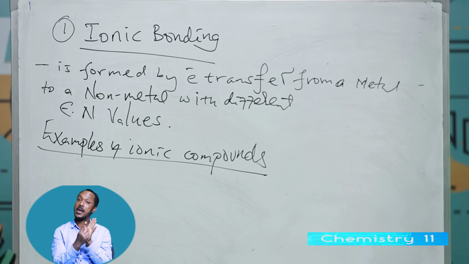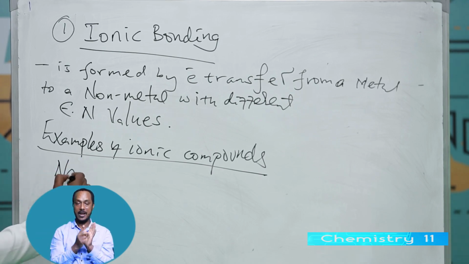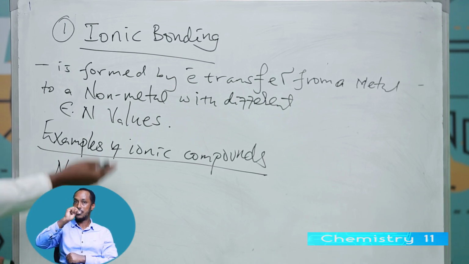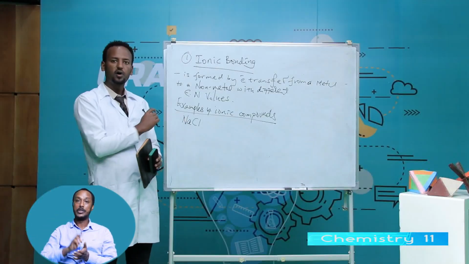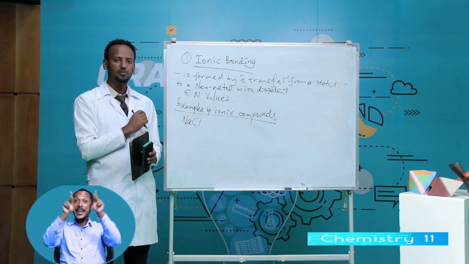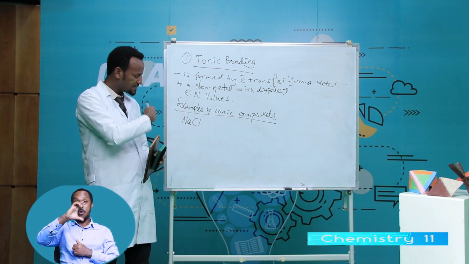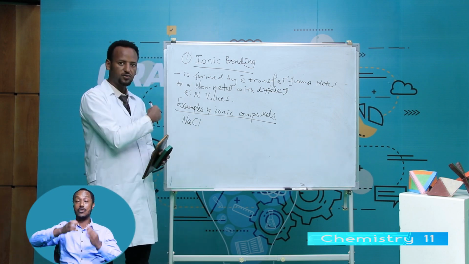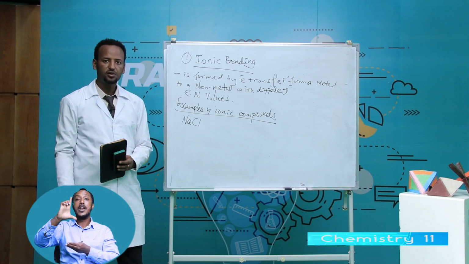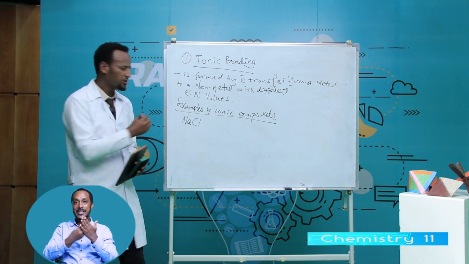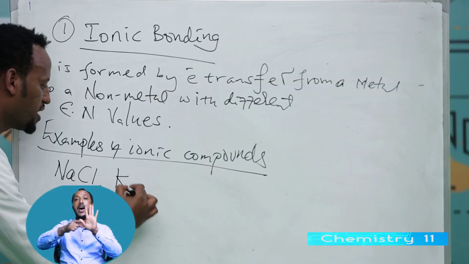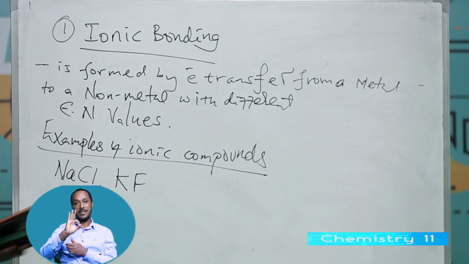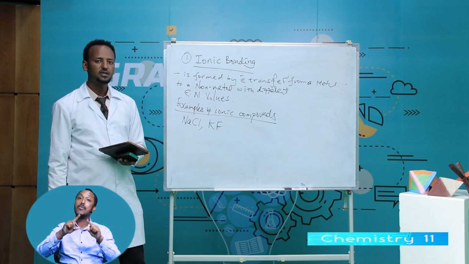Examples of ionic compounds: sodium chloride. Sodium loses one electron, chlorine accepts one electron. Sodium is a group 1 element, chlorine is a group 7 element. Transfer of electrons takes place from sodium to chlorine. Therefore, sodium chloride is an ionic compound because it contains ionic bonds. Another example, potassium fluoride. Potassium fluoride is an ionic compound because potassium is group 1 and fluorine is group 7, a halogen.